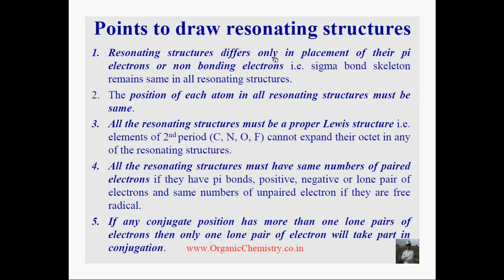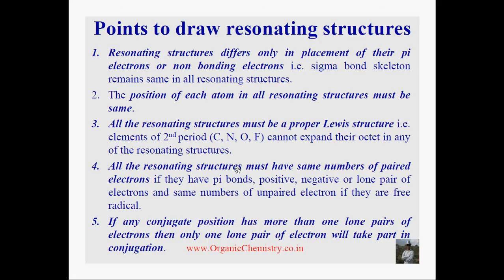Points to note for resonating structures. Resonating structures differ only in the placement of the pi electrons or non-bonding electrons. That is, the sigma electron skeleton remains the same in all the resonating structures. The position of each atom in the resonating structures must be the same. All the resonating structures must be proper Lewis structures. That is, elements of the second period, that is carbon, nitrogen, oxygen, fluorine, cannot expand their octet in any of the resonating structures.